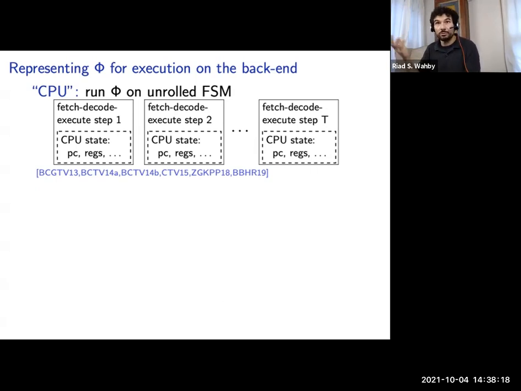Now, there's been a lot of recent work on this that goes beyond what BCTV 14B does. It tries to make it more efficient, et cetera. There's Halo Infinite. Recursive proof composition from accumulation schemes. All of these papers are pushing along this idea of recursively composing proofs in order to make the prover more scalable by requiring it only to prove small statements at a time. So it sort of bites off one chunk of the program at a time.